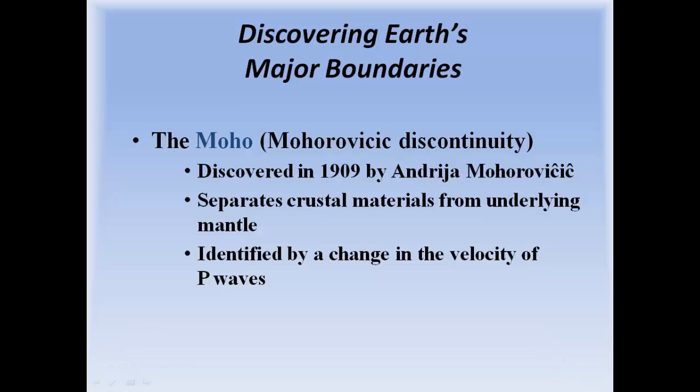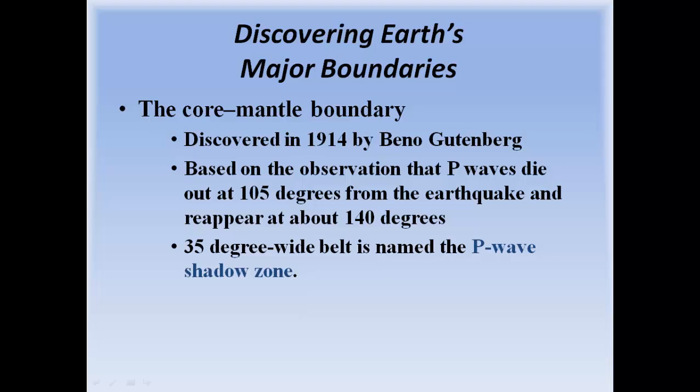The MOHO, or Mohorovicic discontinuity, discovered in 1909 by Mohorovicic, separates the crustal materials from the underlying mantle. It is identified by a change in velocity of P waves. The core-mantle boundary was discovered in 1914 by Beno Gutenberg, based on the observation that P waves die out at 105 degrees from the earthquake and reappear at about 140 degrees. The 35-degree wide belt is named the P wave shadow zone.